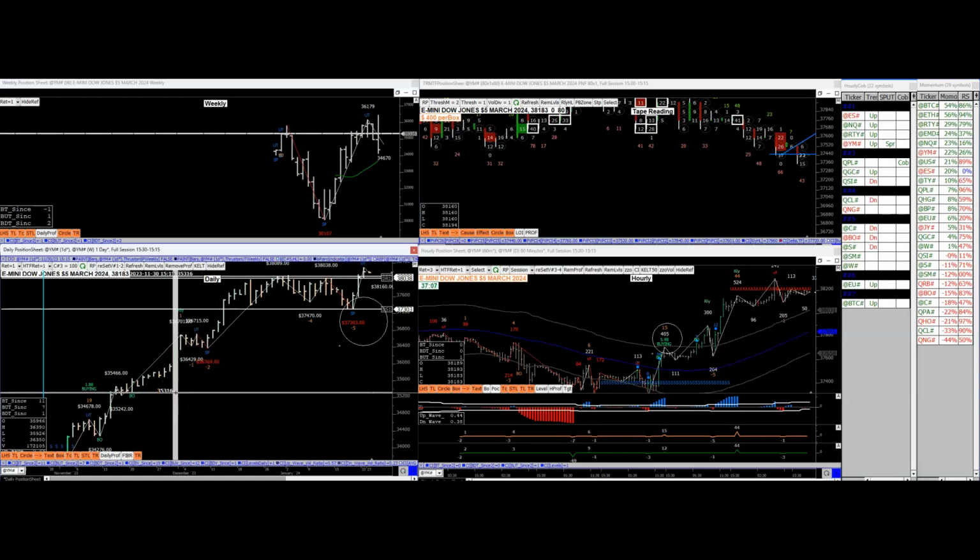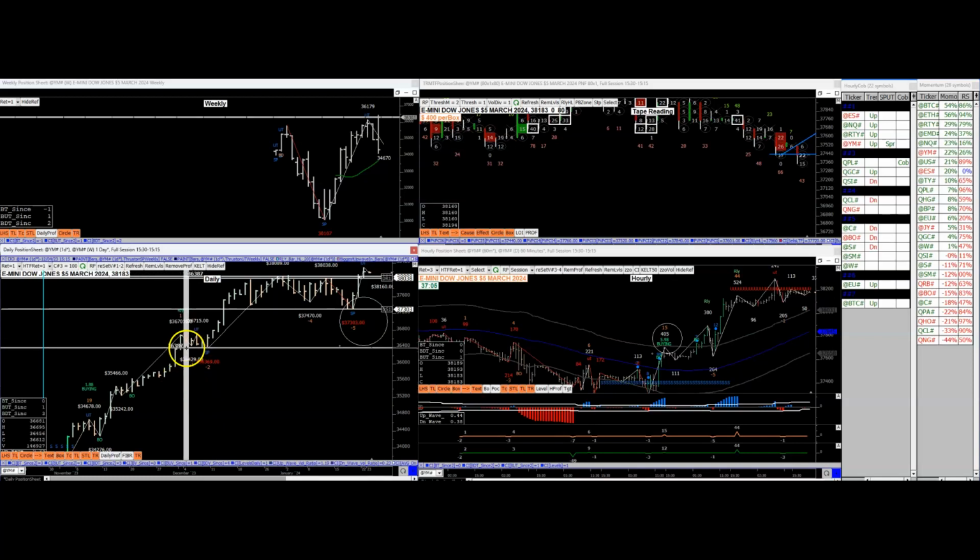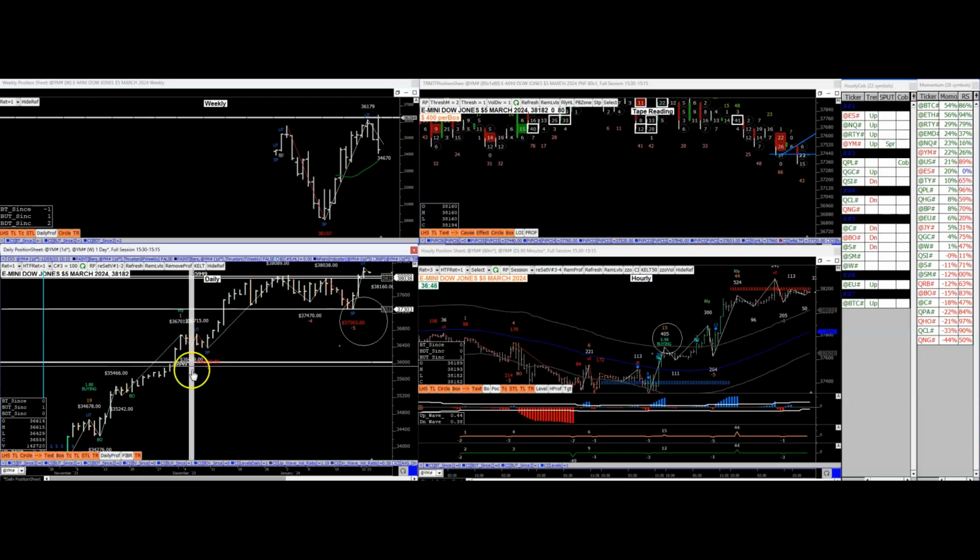That's the first thing you have to understand: what a spring is. It's a way of buying support, and an upthrust is a way of selling resistance. It's just support and resistance trading. I wanted to throw that in there because folks think a spring is something special, but it's really just a support resistance trading strategy. That's all it is.